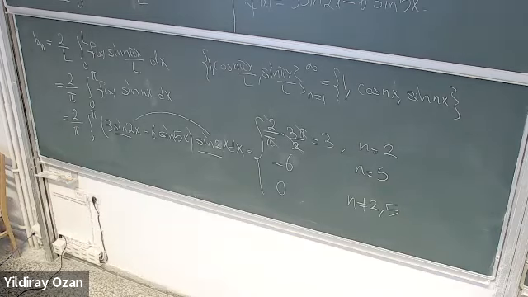Okay, so let's now consider the following problem. u_t equals u_xx, with homogeneous boundary conditions. And the initial temperature distribution is this.